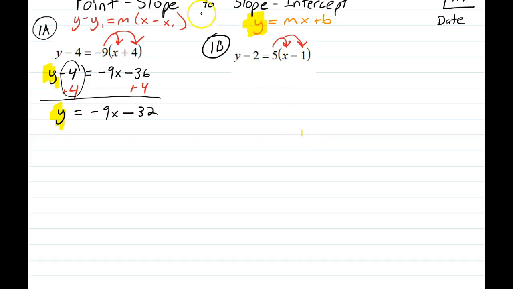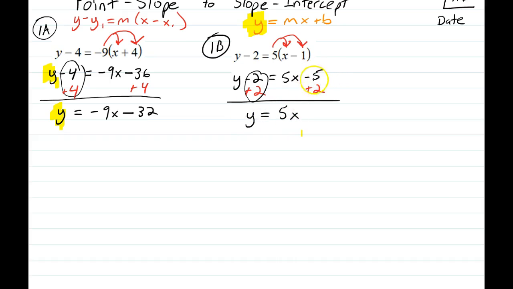Alright, so if you distributed, you should have come up with 5x minus 5. And then just rewrite the y minus 2 because there is no math to do. Now we add 2 to both sides. That isolates the y, so this becomes 0. So y equals 5x. Now negative 5 plus 2. Again, we have more negative, so it's going to stay negative. And then 5 minus 2 is 3.